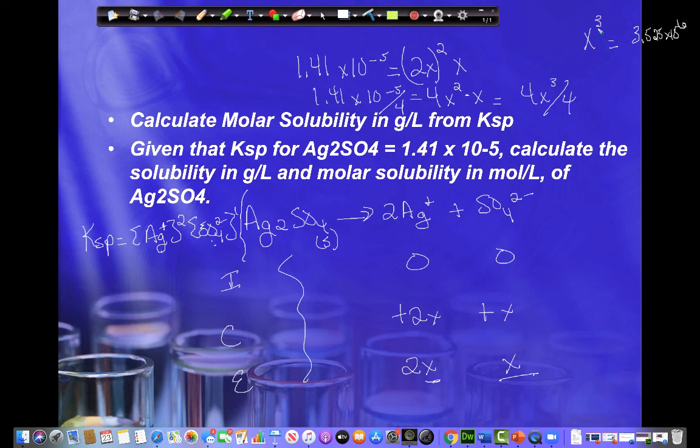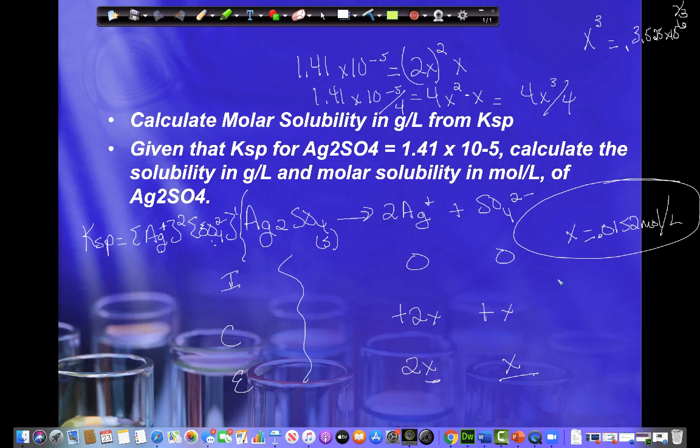Okay, so now to get rid of the cube, take it to the 1/3 power. That gets rid of the cube. And you're going to get 0.0152 moles per liter. And that's going to be your molar solubility.